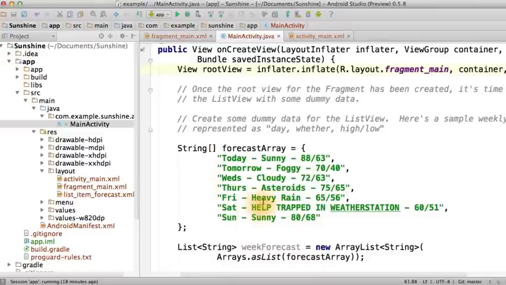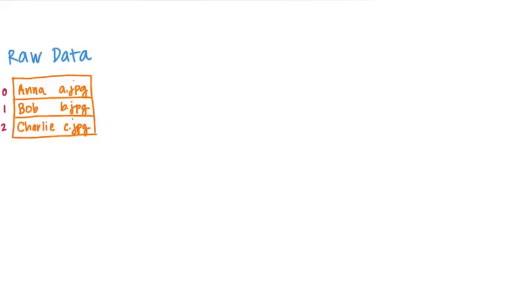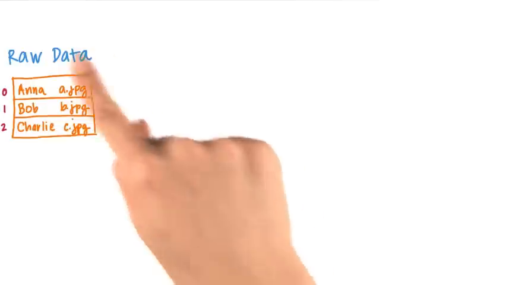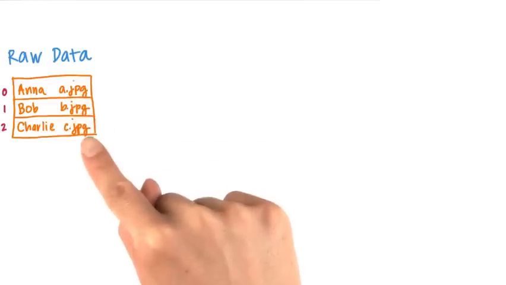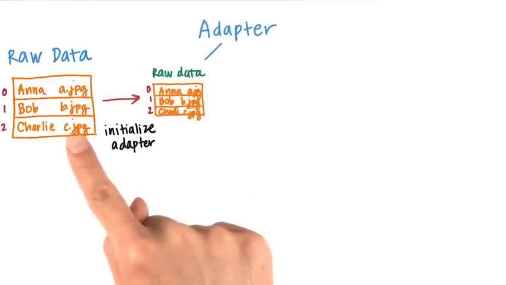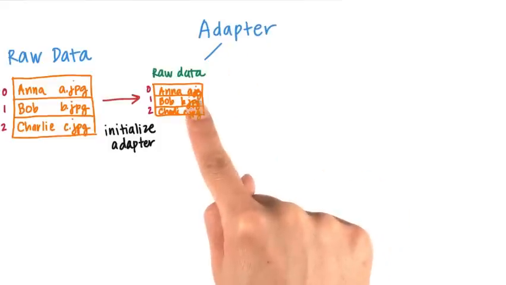At this point, we should have created some fake data to display in our list. We created an array of strings to represent each weather forecast item, and then we turned it into an array list. Given some sample data, how do we populate a list view? Let's look at an example of some contact data and how it can be displayed in a list. We start with our raw data of contacts, which is 3 contacts as well as their profile images. Then we pass this data into the adapter so it has a reference to it.